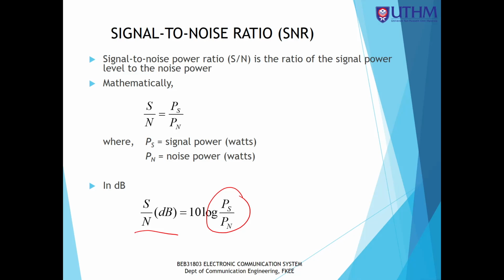Okay. So PS is the signal power. Signal power is our signal, our transmitted signal. Noise power is the noise that disturbs the transmitted signal. Okay, noise power adalah power daripada noise yang mengganggu signal yang dihantar.